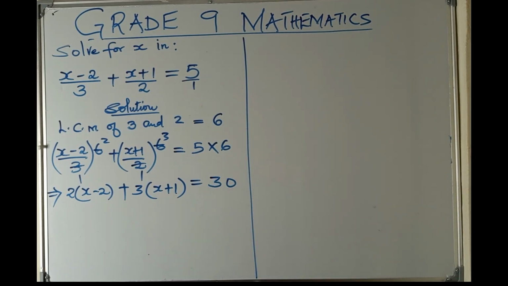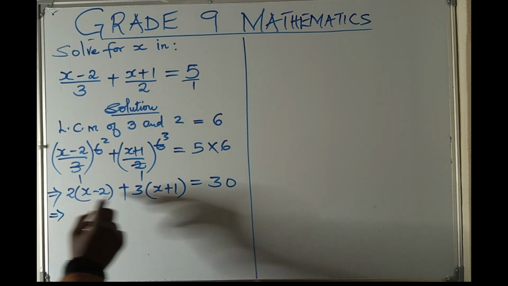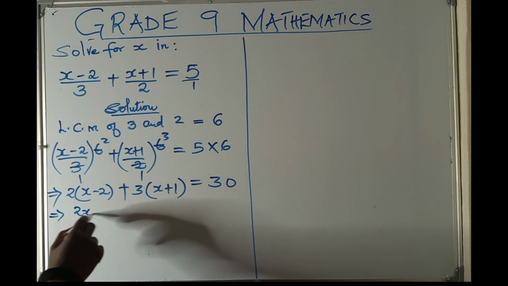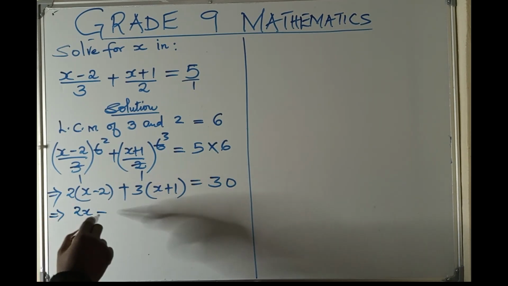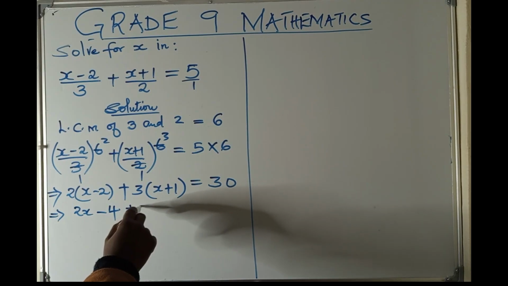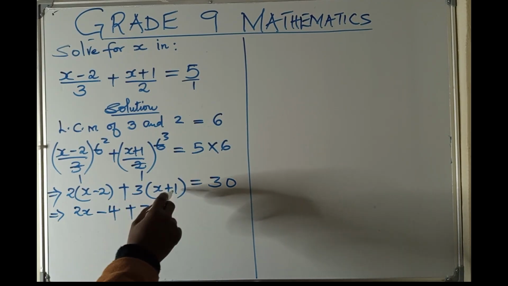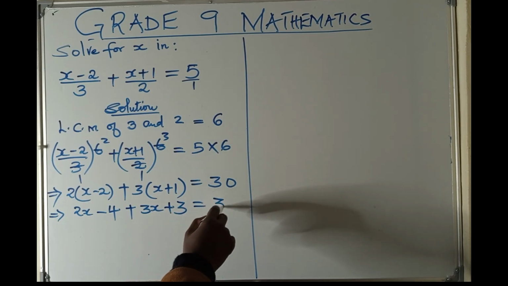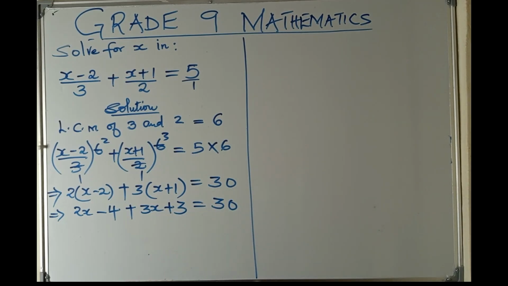The next step, and this is where most of the students make mistakes, is expanding. You expand these by removing the brackets. 2 multiplied by x, you get 2x. Then 2 multiplied by negative 2, you get negative 4. Then 3 multiplied by x, you get 3x. 3 multiplied by 1, you get positive 3. And this gives you 30.